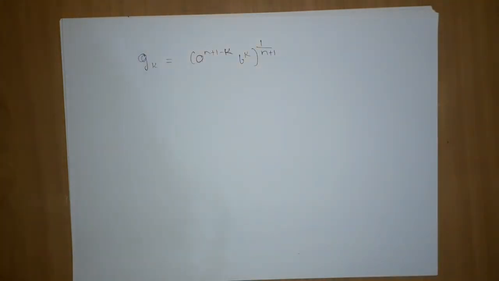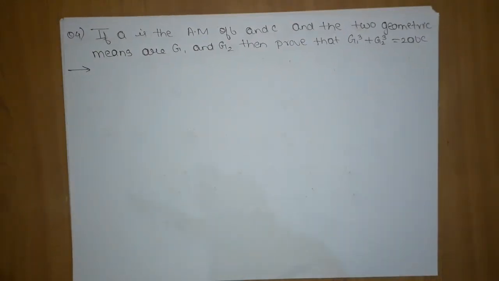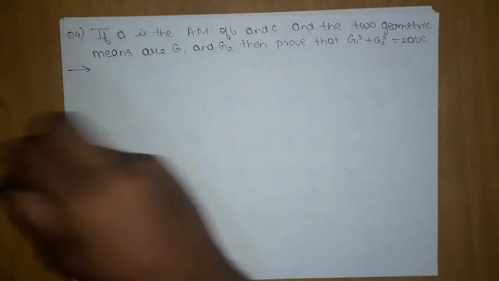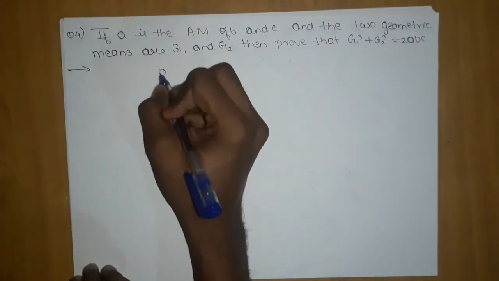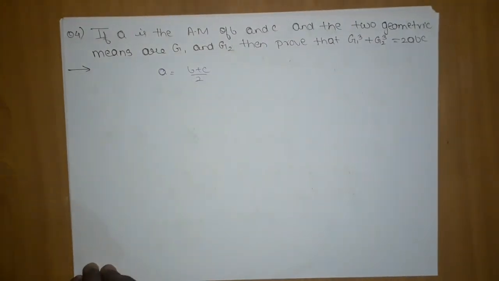The next question says: if a is the AM of b and c, and the two geometric means are g1 and g2, then prove that g1 cube plus g2 cube is equal to 2abc. Now a is our AM, so a will surely be (b plus c) by 2. You can say that, right?